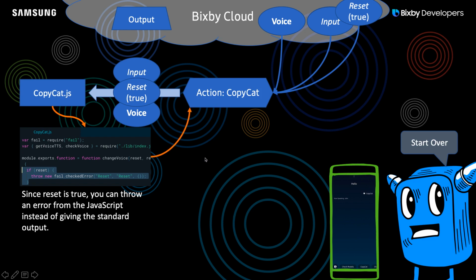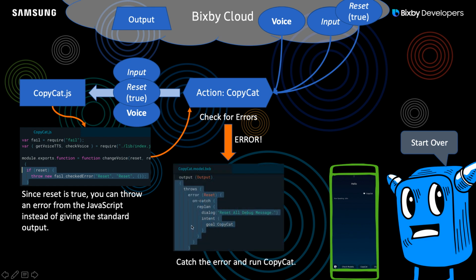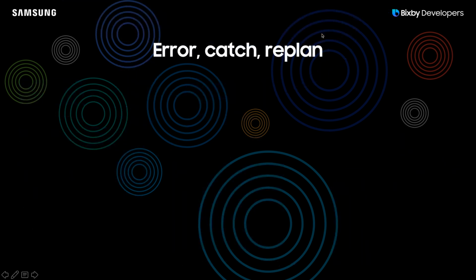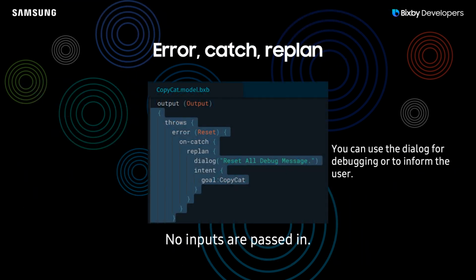And now this error will be sent to action copycat. So copycat checks it for errors, and then it notices the error. And right here at the output level, you can see how it can catch this error called reset. So what it does here is that it's actually recalling copycat and starting this all over. However, one trick with this is that when you replan with this intent here, if you don't explicitly pass in any values, it'll actually run copycat without the voice and the input. So I like to call this the error catch and replan.